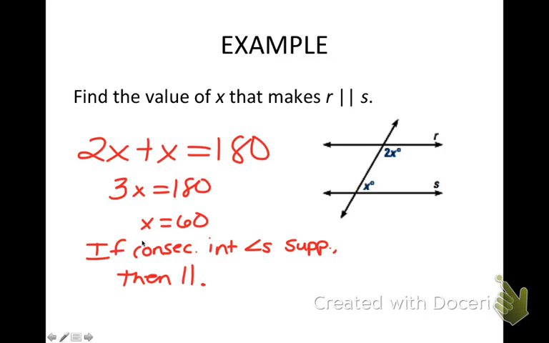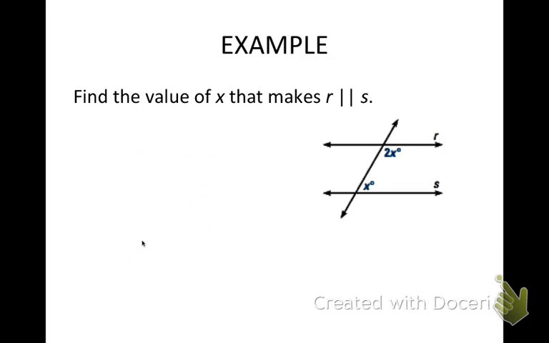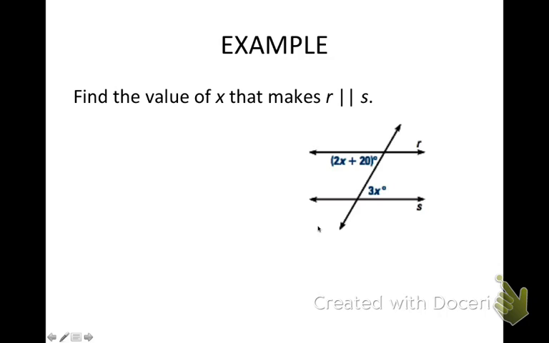That would work. 4 out of 4. 100%. What about the next one? What are we going to do? Those are alternate interior. What do alternate interior angles need to be? Third one. Congruent, right? So we're going to set them equal to each other.